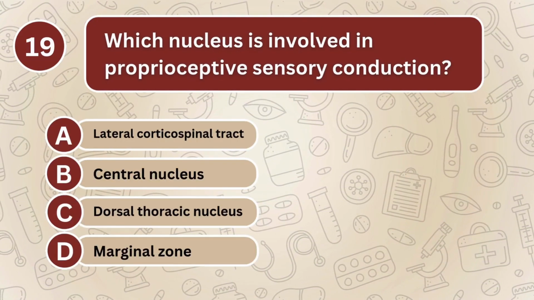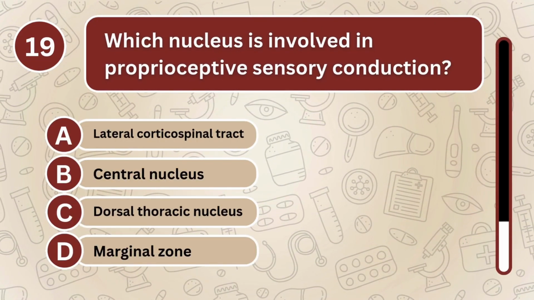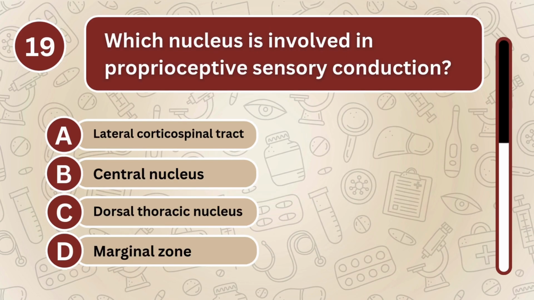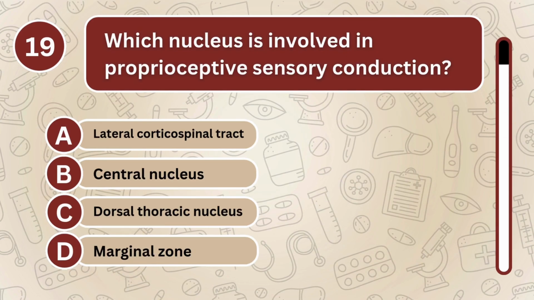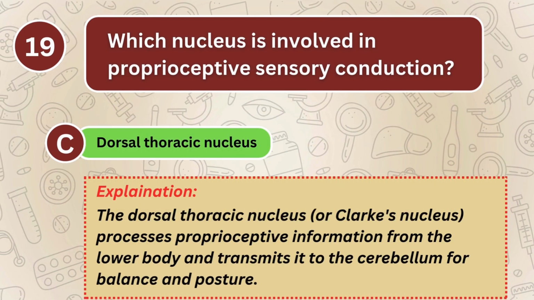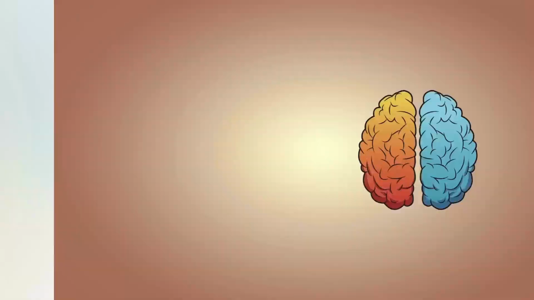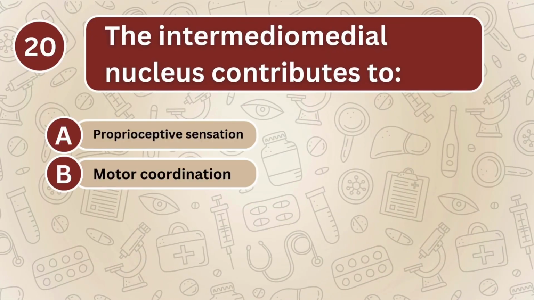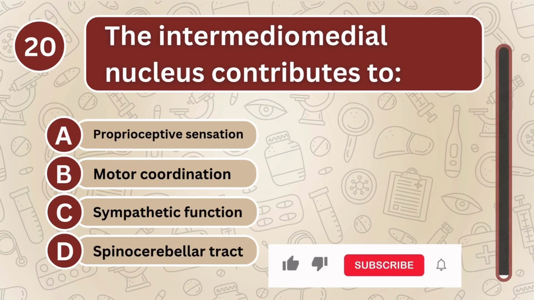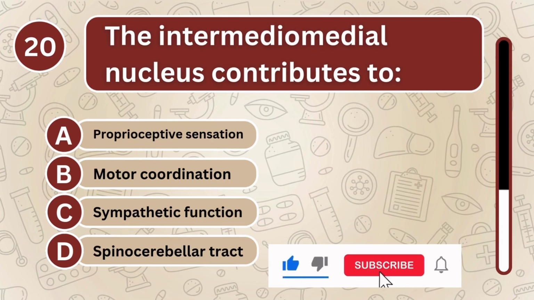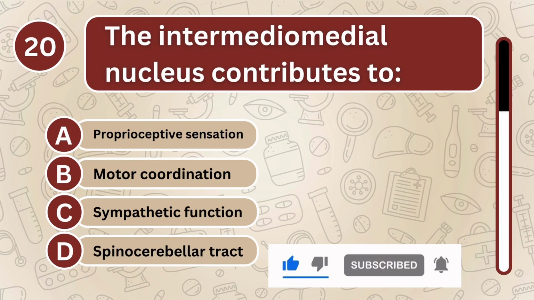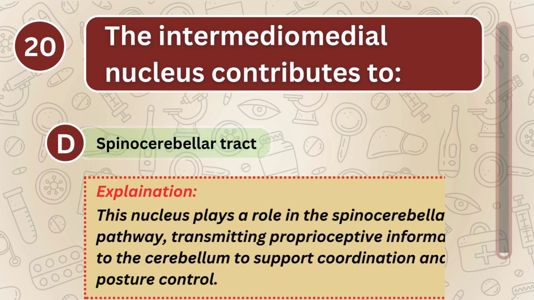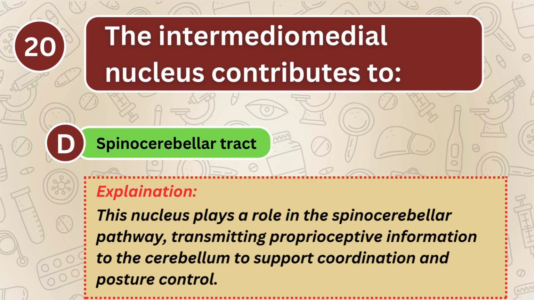Which nucleus is involved in the proprioceptive sensory conduction? Correct answer is C. Dorsal thoracic nucleus. The intermediomedial nucleus contributes to... it is D. Spinocerebellar tract.